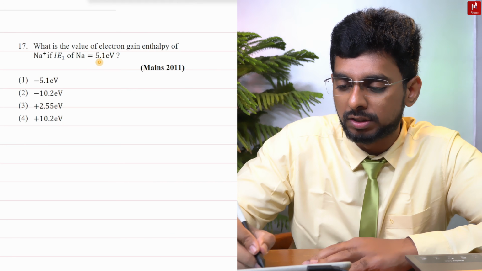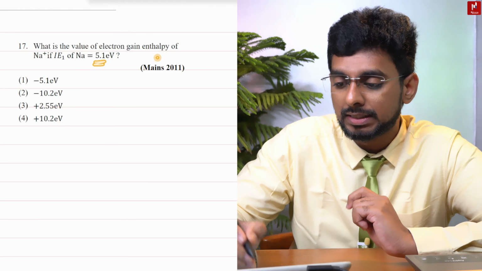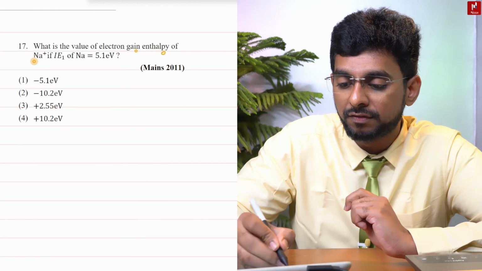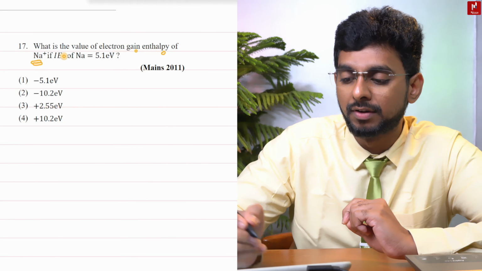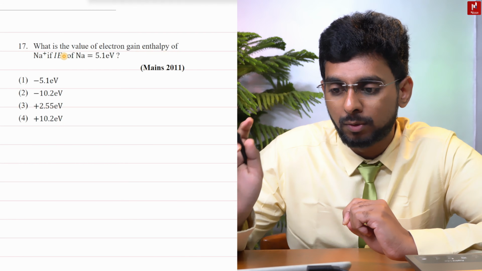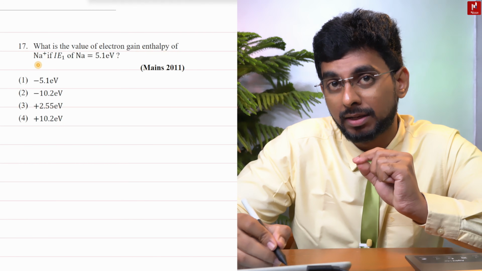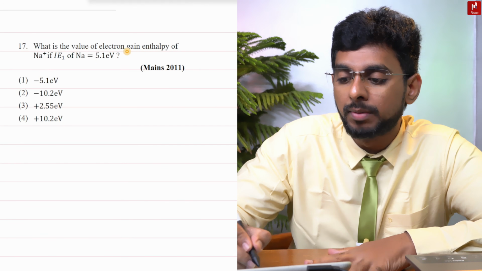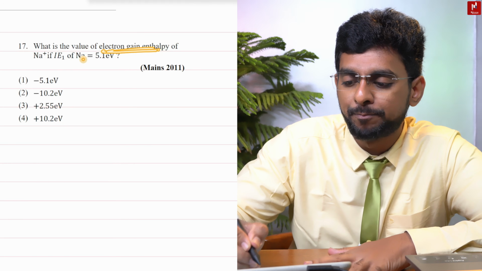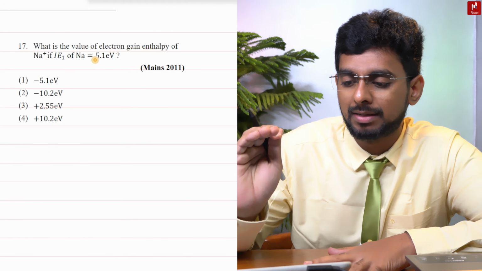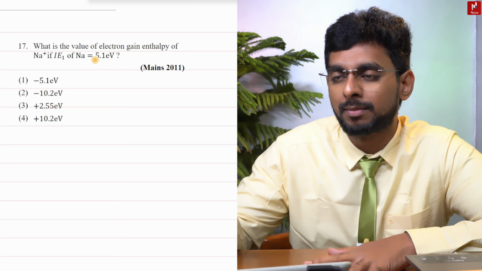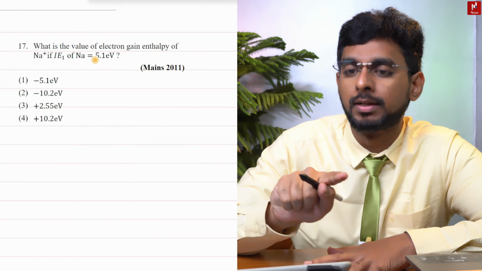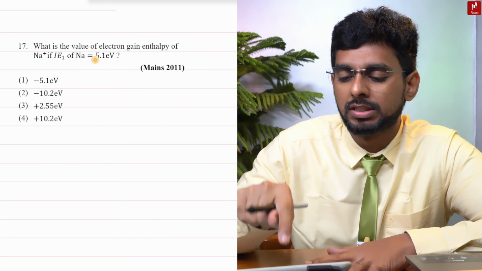That's why it is going to be positive. What they're asking us to find is the electron gain enthalpy of Na plus. So if I have to put one extra electron into this Na plus ion, then what will be the electron gain enthalpy? Obviously, here I just removed that electron from the atom, so if the same electron moves back into the ion, it's going to become the atom.